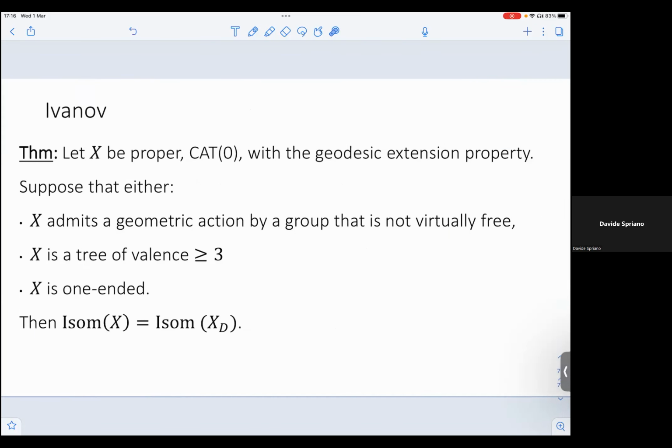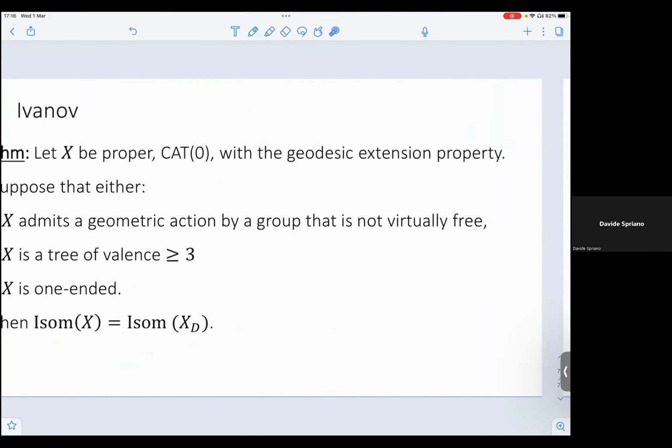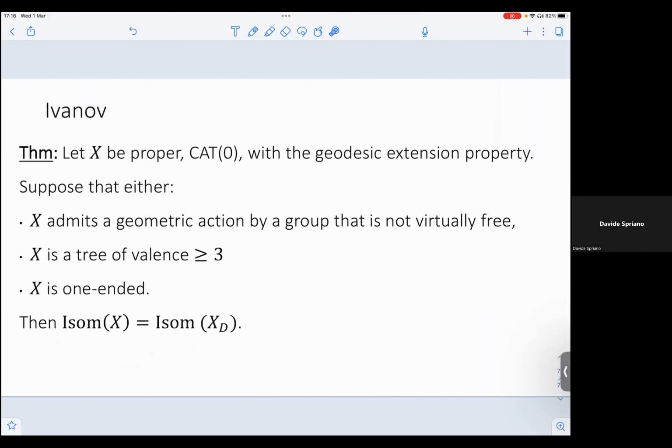Then the isometry group of X is the isometry group of XD. So we said that this was true in one direction: the construction was equivariant, so every isometry of your original space induces an isometry when you take the curtain distance. But the theorem is that it's the opposite. Whenever you have an isometry of this weird, mysterious hyperbolic space, this necessarily has to come from an isometry of your original CAT(0) space. And this is the last thing I wanted to tell you.